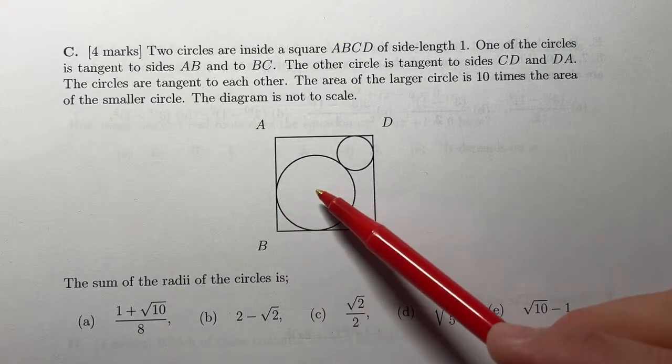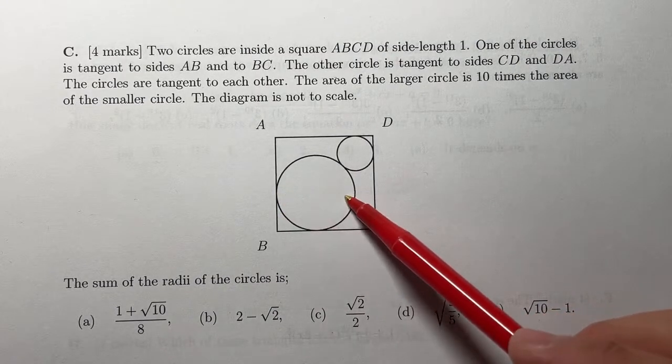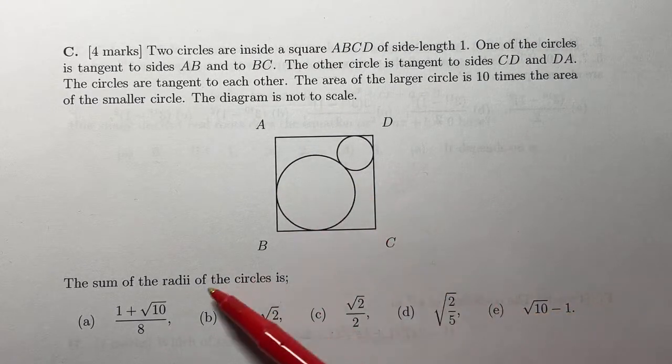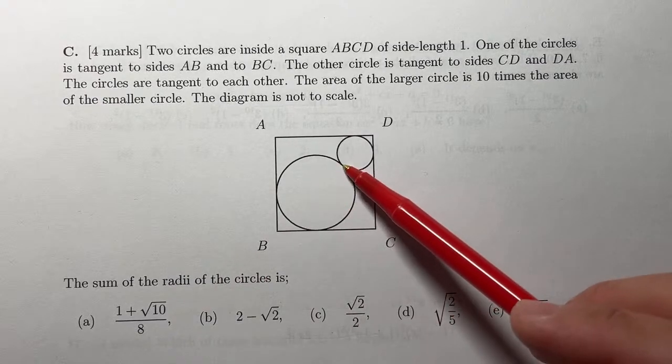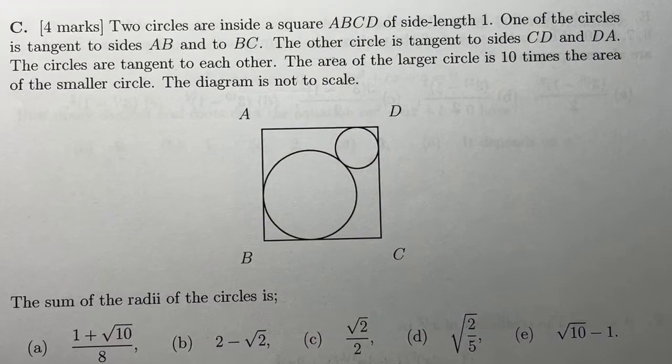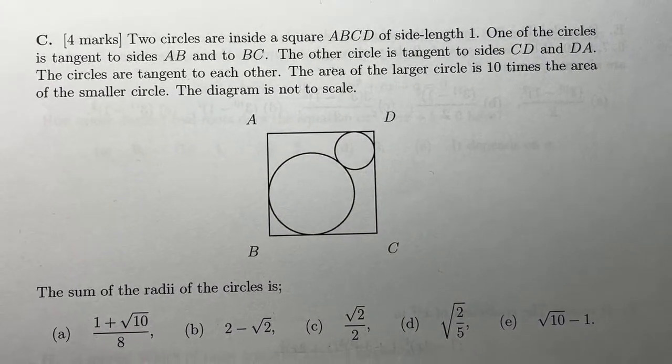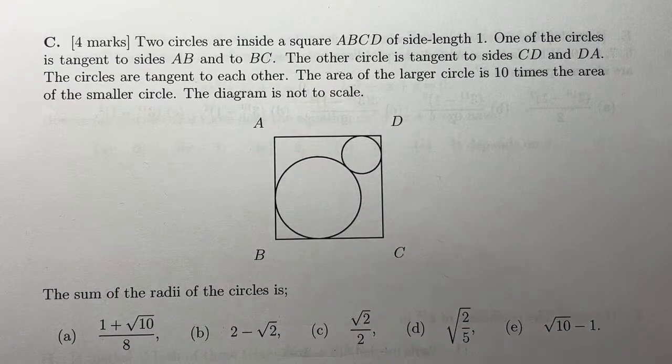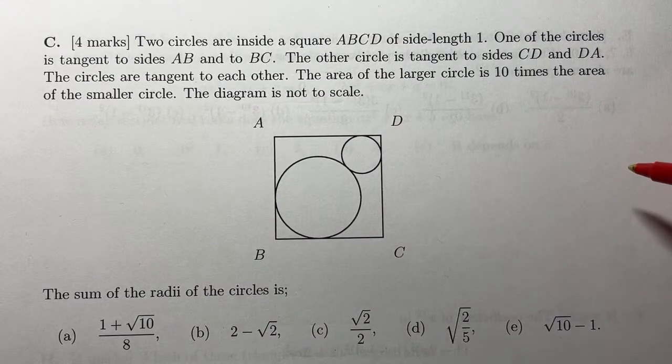So we're trying to go from here to here, from here to here. So that's pretty much the radii. So from here to here, and from here to here. The sum of the radii. Anybody want to give it a shot?